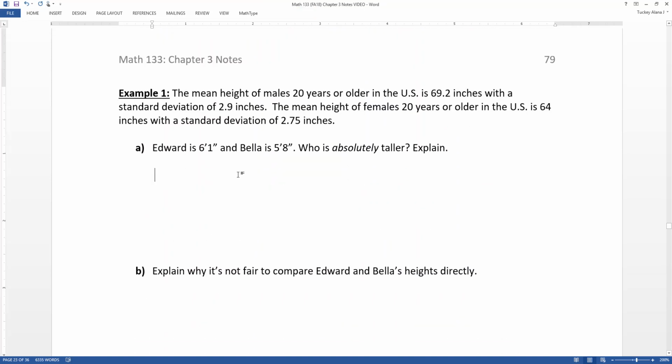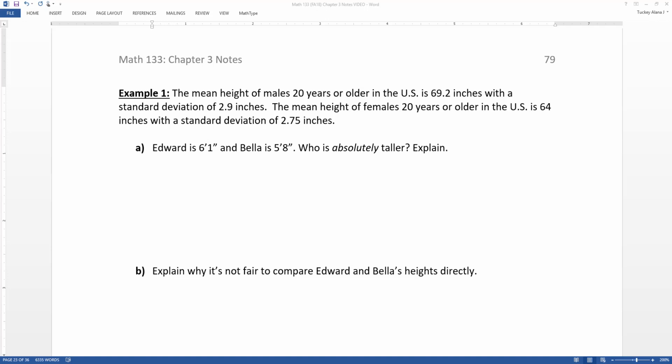So the mean height of males 20 years or older in the US is 69.2 inches with a standard deviation of 2.9 inches. The mean height of females 20 years or older in the US is 64 inches with a standard deviation of 2.75 inches. Now Edward is 6 foot 1 inch and Bella is 5 foot 8 inches tall.